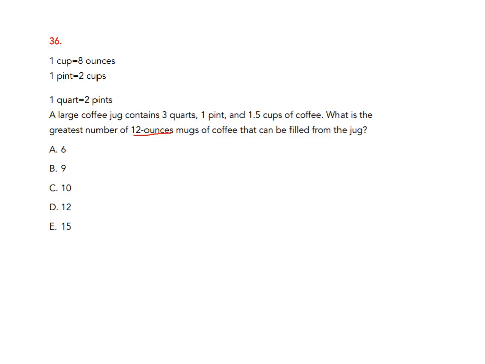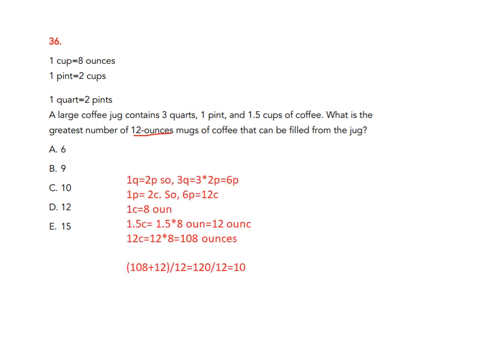And from that, you will get the number of coffee mugs. Okay, let us start. So 1 quart equal to 2 pints. So in the question we are given that the coffee jug contains 3 quarts. So 3 quarts will be 3 multiplied by 2 pints equal to 6 pints. So 1 pint equal to 2 cups. In the question we also have the 1 pint. So we have got the 6 pints in the first equation. So 6 pints equal to 12 cups.